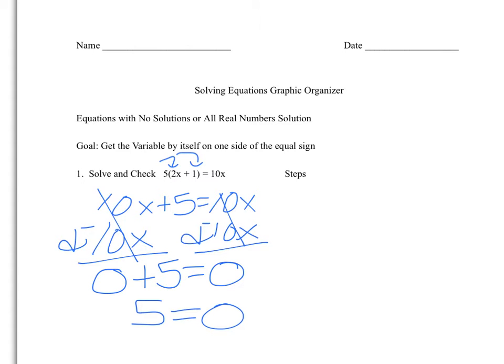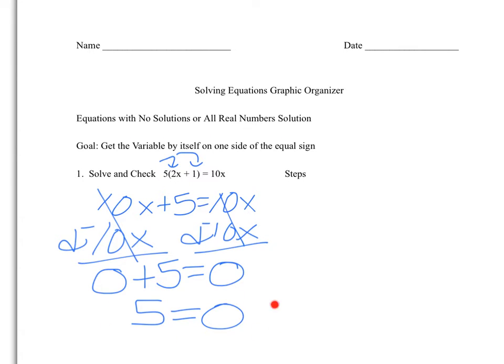You know you're going to get a weird answer because both of your variables disappeared and went to 0. If both your variables go to 0, that tells you you're either going to get no solution or all real numbers. We're not sure which one yet, but we know it's going to be at least one of those two.